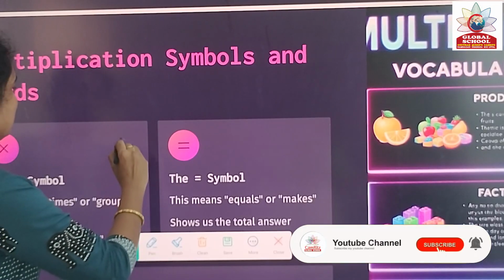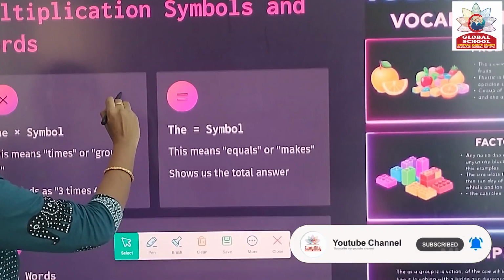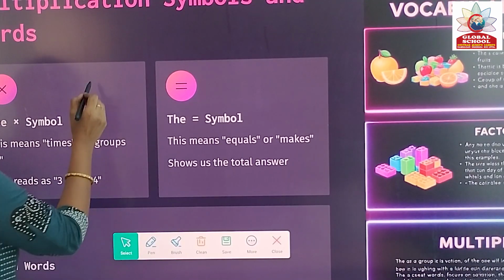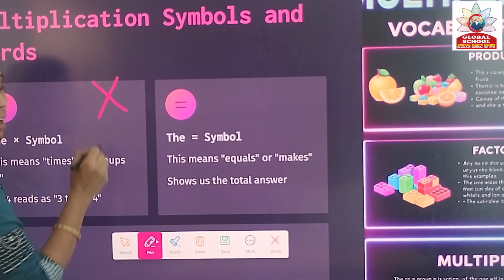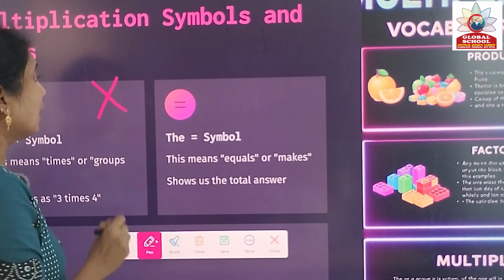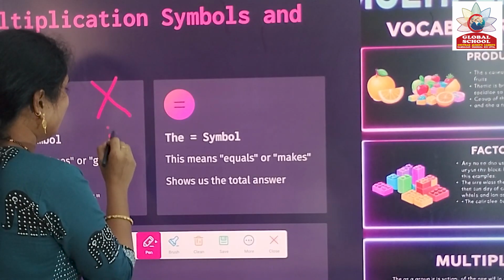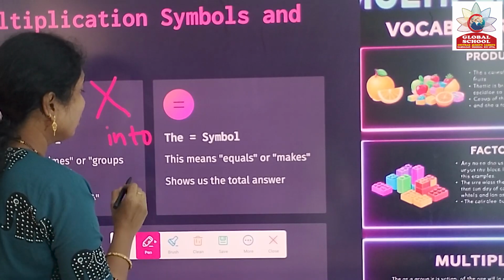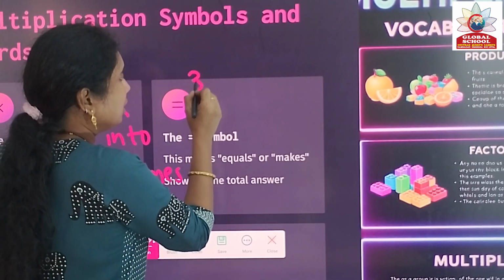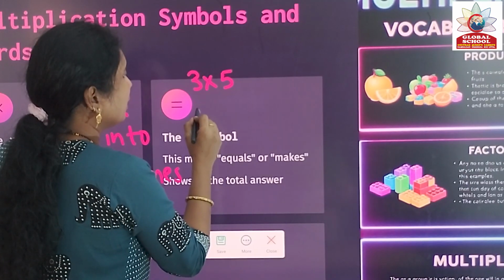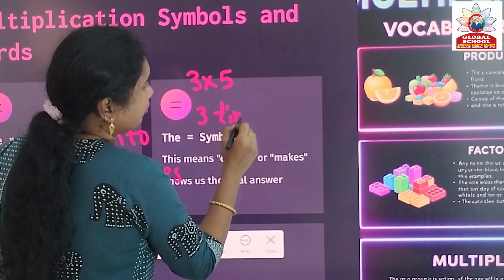Now, let's discuss multiplication symbols. So, x is a multiplication symbol and we can read it as into or times. For example, 3 into 5, or we can read it as 3 times 5.